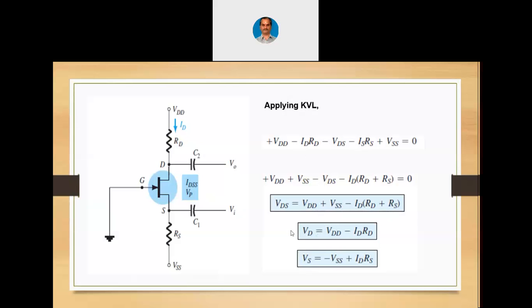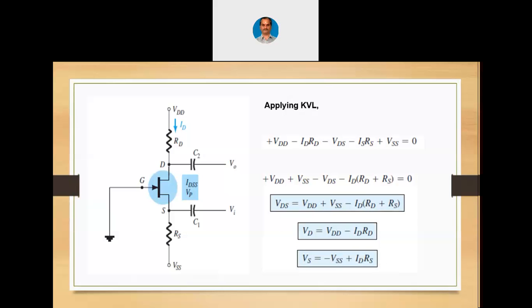The voltage at the drain with respect to ground can be written as VD equals VDD minus IDRD, because there is only a drop of IDRD across this drain resistor. All the remaining voltage will be from drain to the ground. Similarly, the voltage at the source can be written as minus VSS plus IDRS. That is because the source voltage is at a negative potential and there will be a drop across this particular resistance RS. So VS is minus VSS plus IDRS.